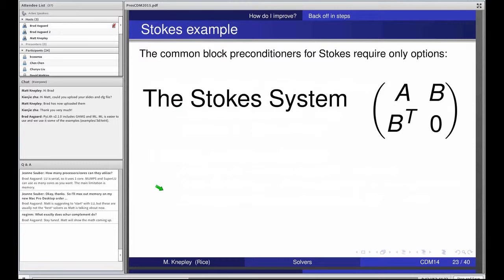So let's look at what happens. The Stokes system is a prototypical constrained system. You have balance of momentum on the top here, and you have mass conservation on the bottom.